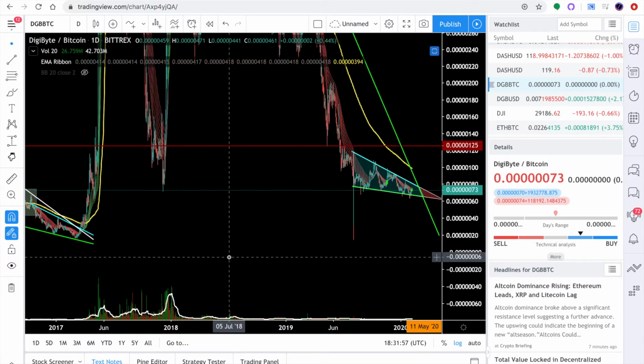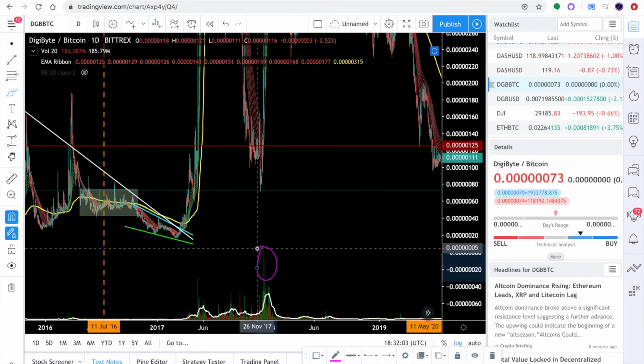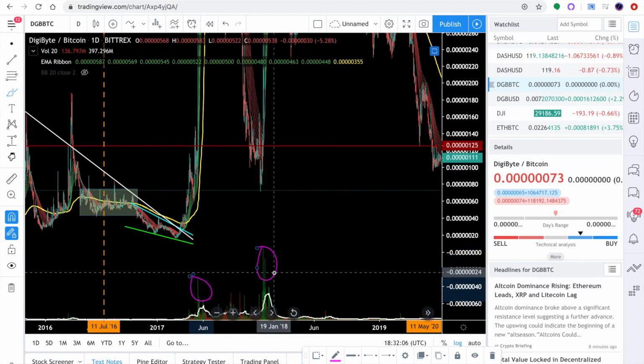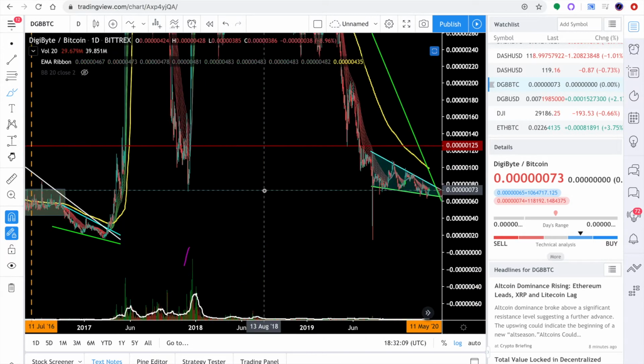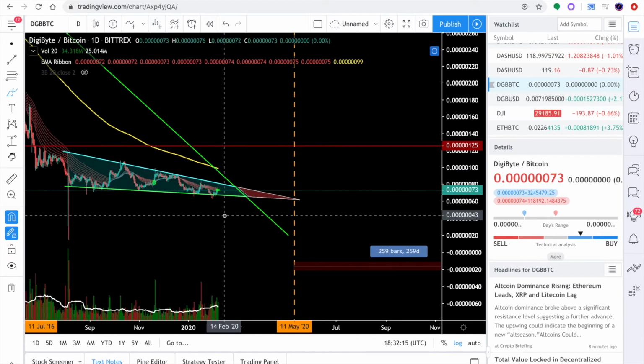See, this is where you get those parabolic runs, as soon as volume comes in. Other than that, DigiByte stays pretty flat. I mean, we're pretty much at the bottom.